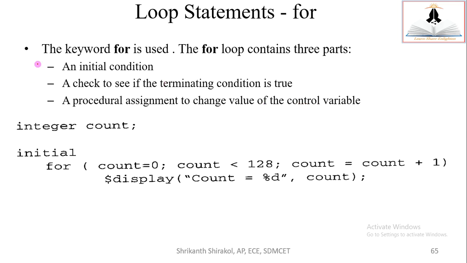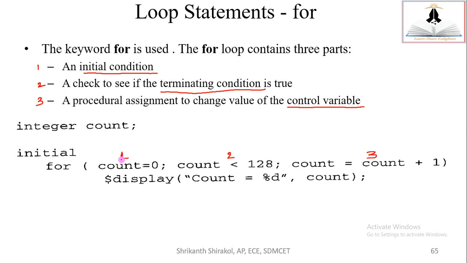So here, if I name them 1, 2, 3, the first place in the for loop's bracket is occupied by the initial condition. The second place is occupied by a conditional check, which we also call the terminating condition. This is the initial condition, remember. This is the terminating condition. And this is a control variable, which controls how many times the initial condition is incremented till it reaches the terminal condition. So this is the third one.